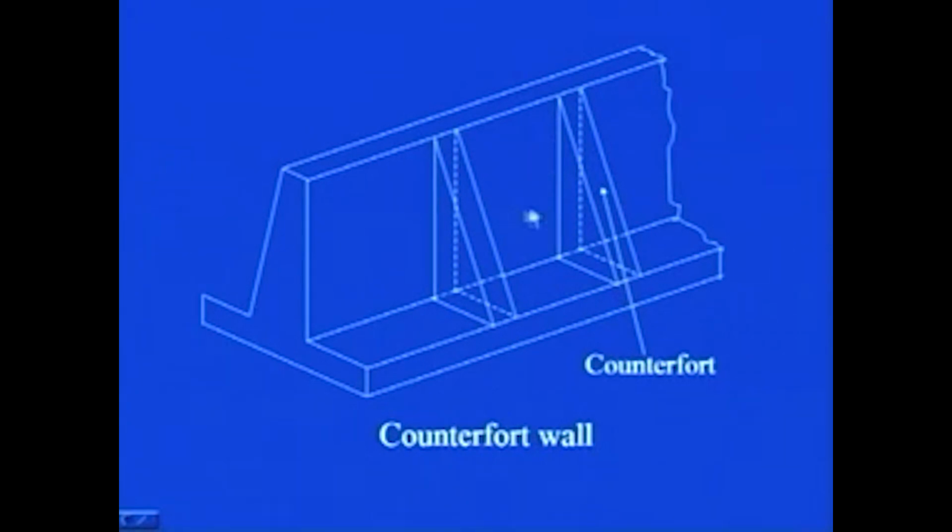You see what happens by providing these counterforts. The span is now this much only. Earlier, let us say in the absence of this counterfort, the span would have been this much, with the presence of this counterfort, the span gets reduced to this much, and then subsequently the reduction in the bending moment and the shear force is also there, which results in the economic design of the section of this particular cross section.